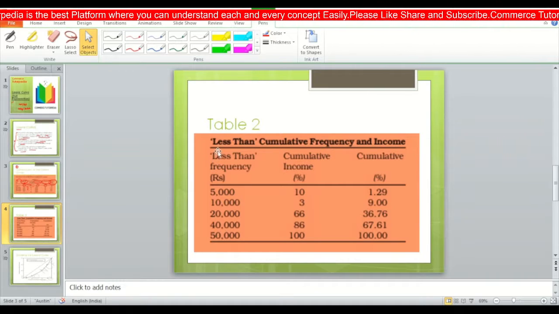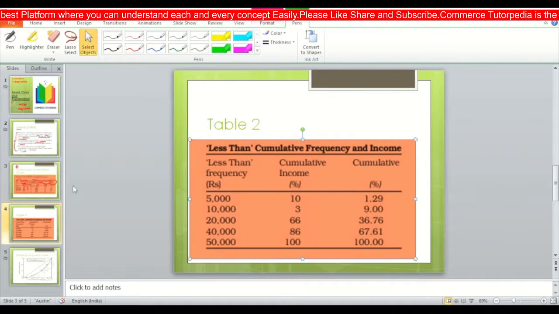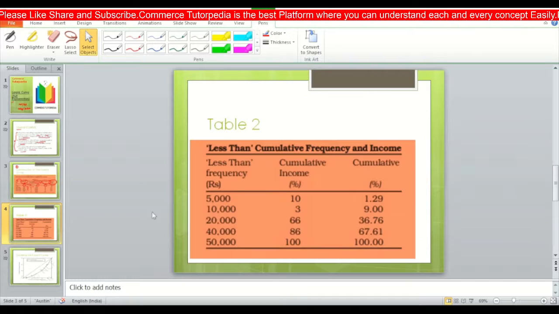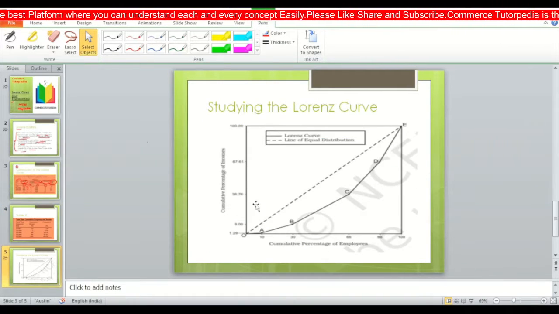So we are going to use the less than frequency. As we know, we are going to use the upper limits of the class intervals, and we are going to use the percent of frequency and percent of total income for the second table. All right, this is how we make this table, and by using this table we are going to construct a Lorenz curve.